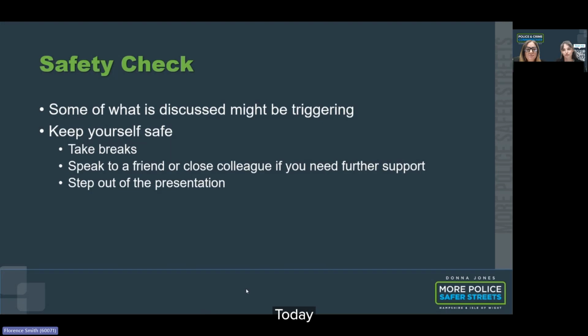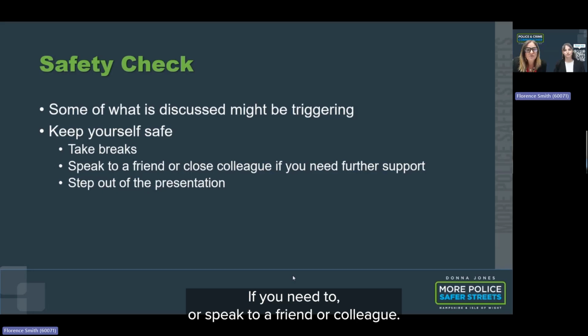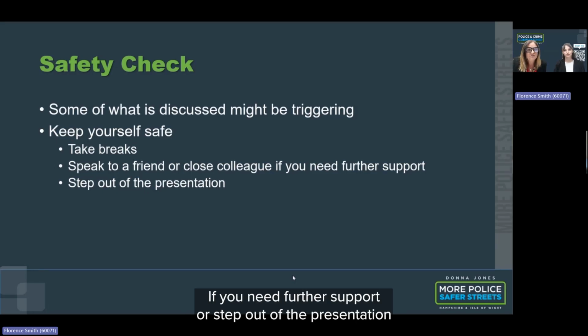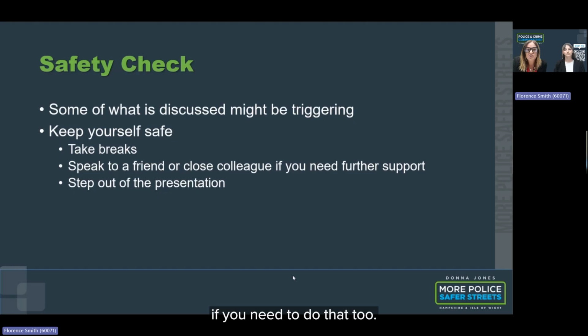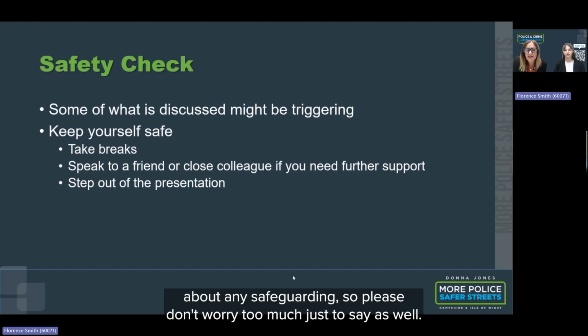Today could potentially be triggering for some people. So just to keep yourself safe, you can take a break if you need to, or speak to a friend or colleague if you need further support, or step out of the presentation if you need to do that too. But we're not going to be going into any explicit detail about any safeguarding. So please don't worry too much.